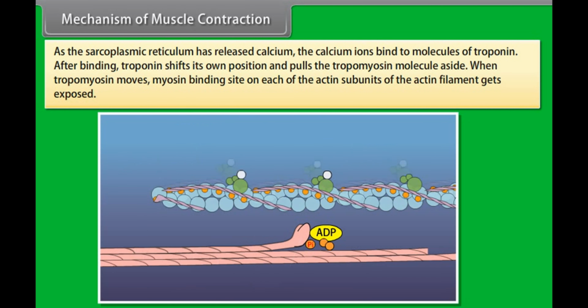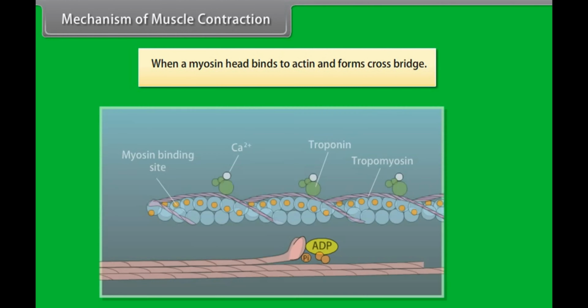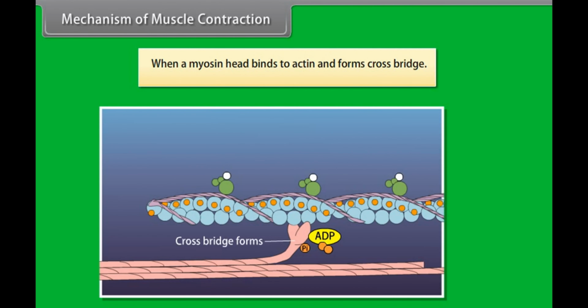As the sarcoplasmic reticulum has released calcium, the calcium ions bind to the molecules of troponin. After binding, troponin shifts its own position and pulls the tropomyosin molecule aside. When tropomyosin moves, the myosin binding site on each of the actin subunits of the actin filament gets exposed. Then a myosin head binds to actin and forms a cross bridge.